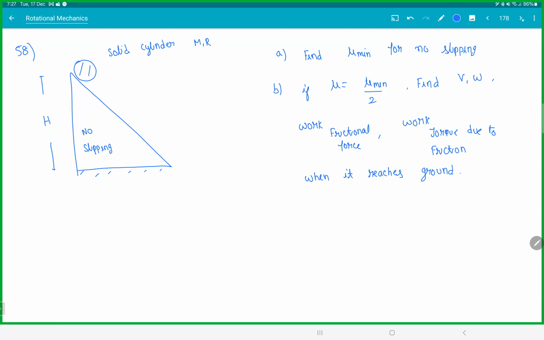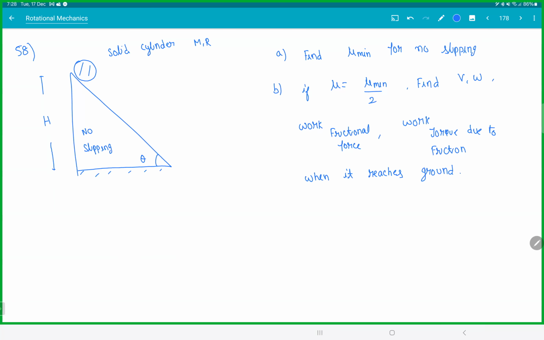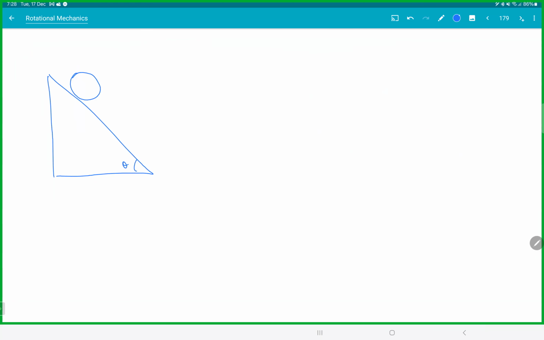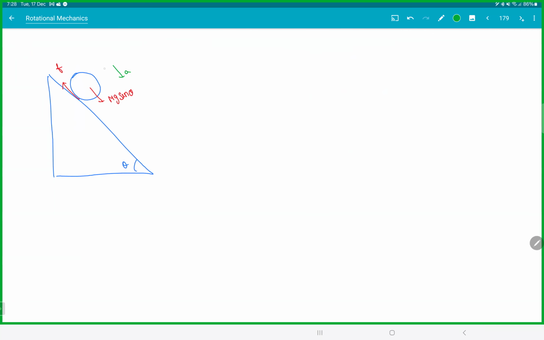R tan theta by 2. How did you get R? Mu is a dimensionless quantity. I gave you the height, na? Forgot to give theta. Theta is there. So what are the forces? Friction. Remember, don't take maximum. It is not slipping initially. Mg sine theta, acceleration, and alpha. Take the torque about the bottommost point.